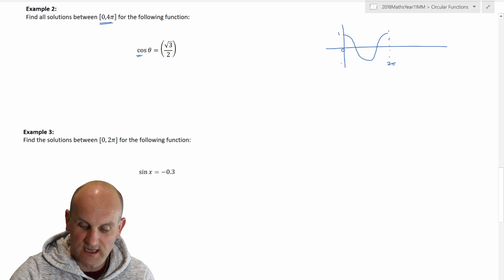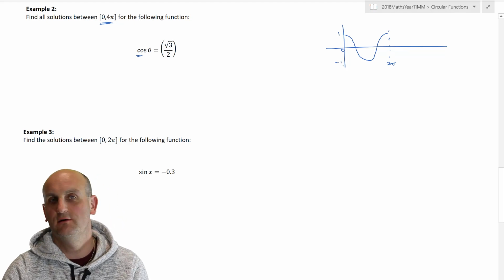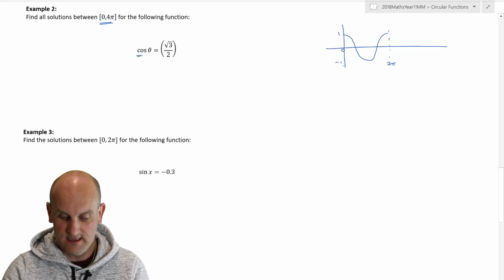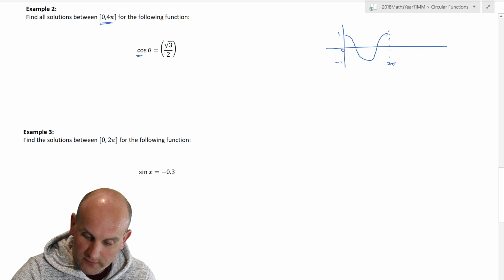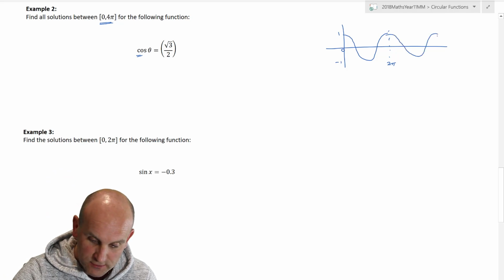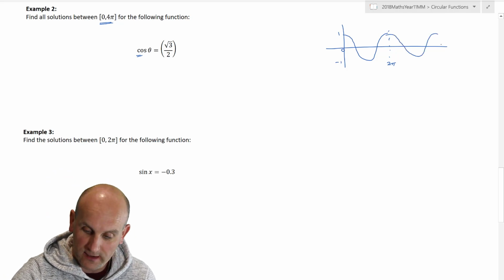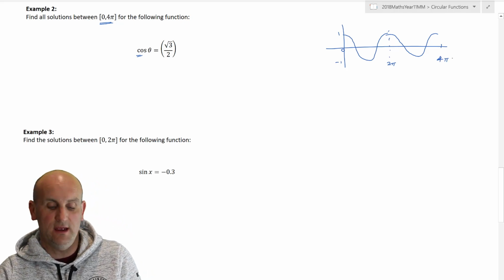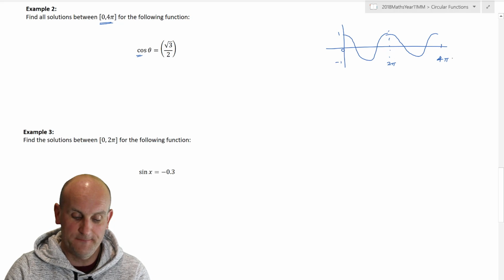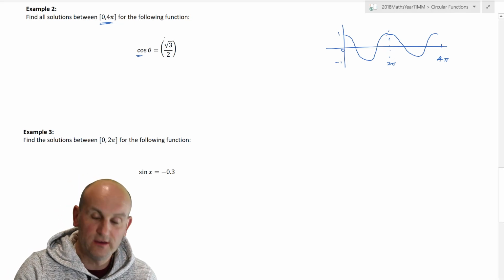Now, the question seems to state that we don't want it between 0 and 2 pi. We want it between 0 and 4 pi. So actually what it wants me to do is another revolution or another period. So there is my 4 pi. And so it's now saying find the values of theta where cosine theta is equal to root 3 on 2.